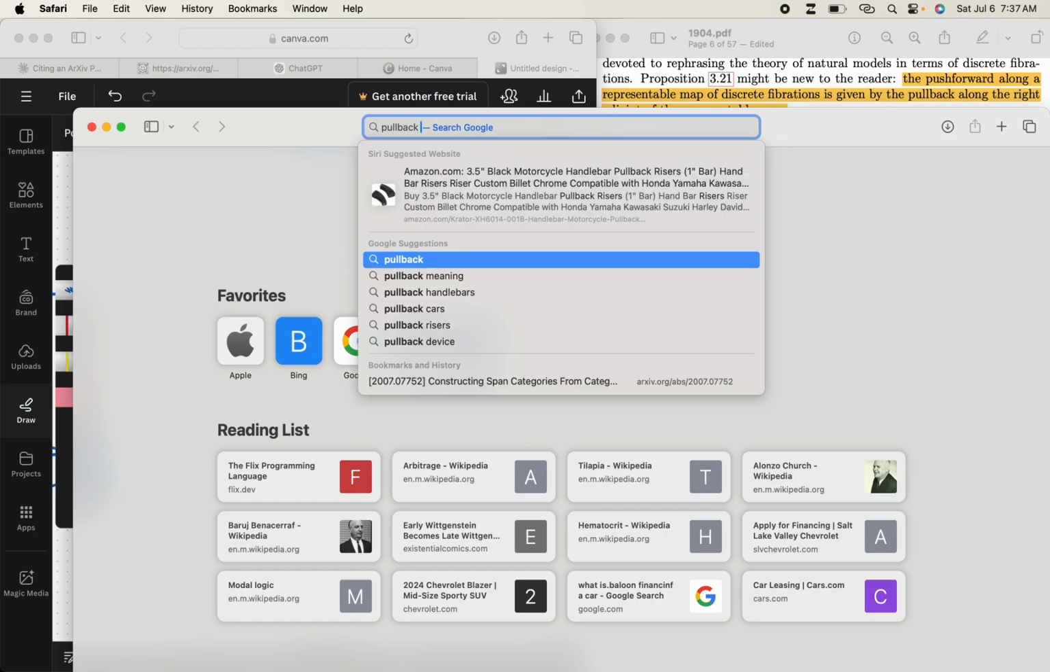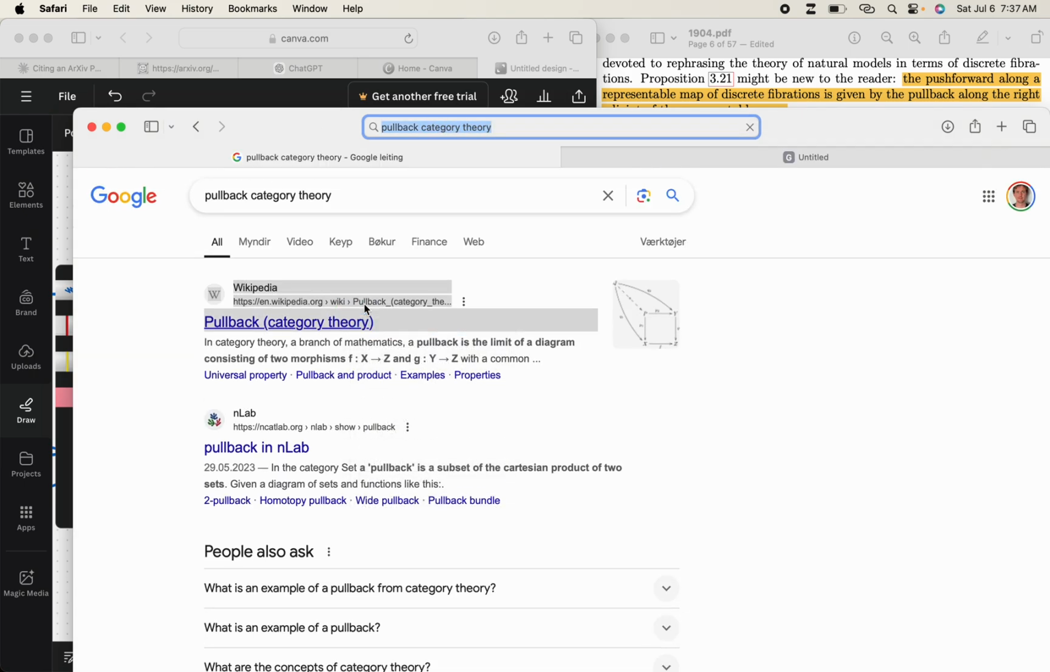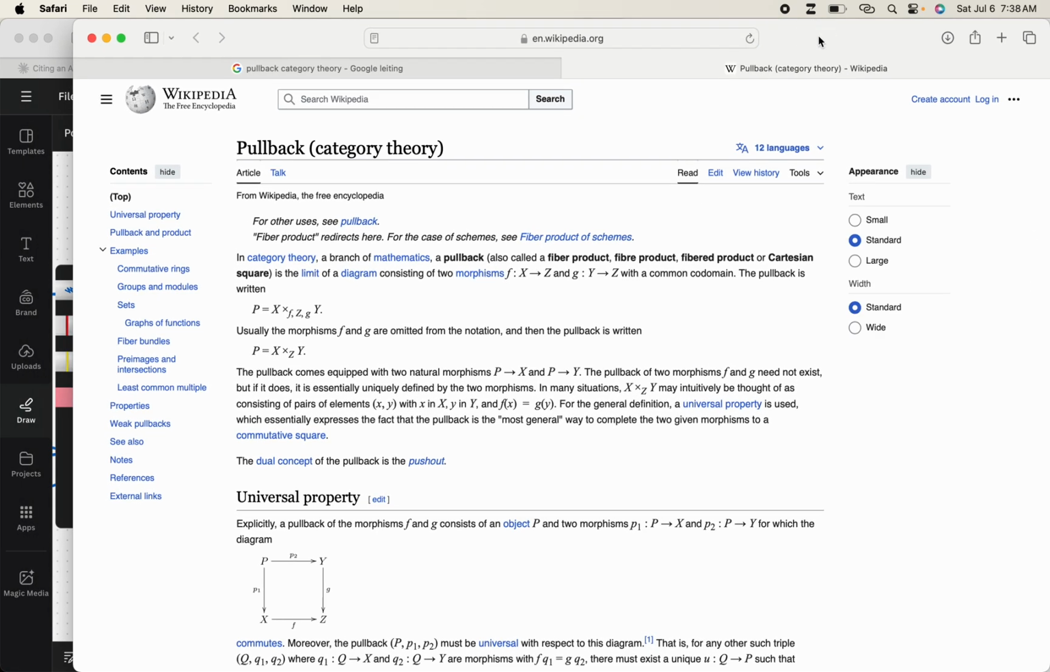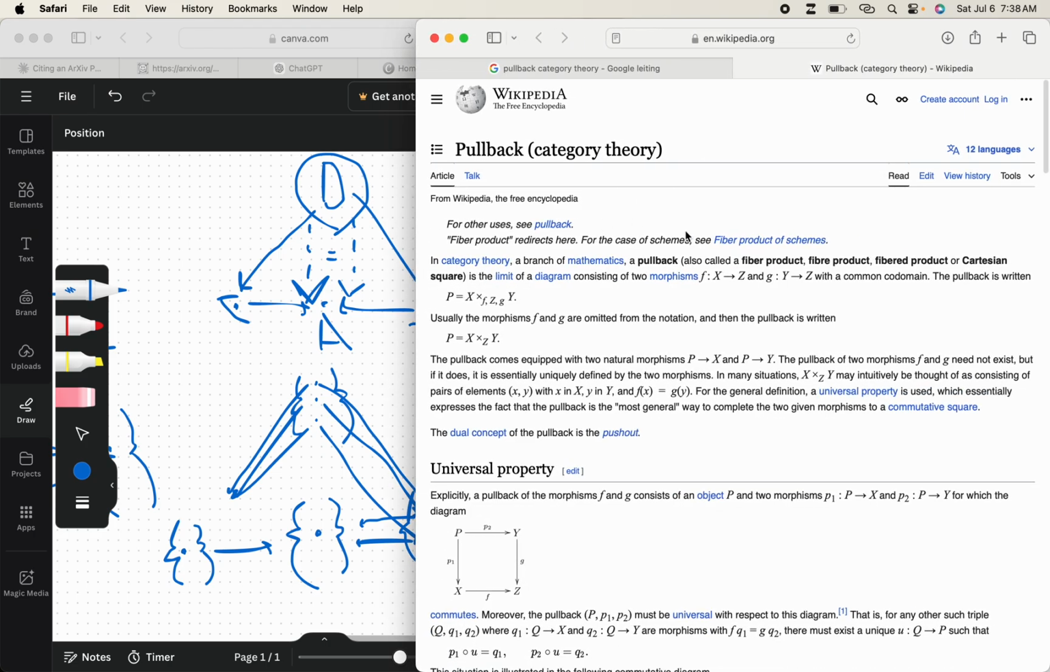Pullback. Category theory. The pullback is the limit of a diagram consisting of two morphisms with a common codomain, which I believe is called a cospan, unless I'm wrong about that. The pullback is written P equals X times with subscript Z, f and g, which are these arrows coming from these objects into Z, Y.